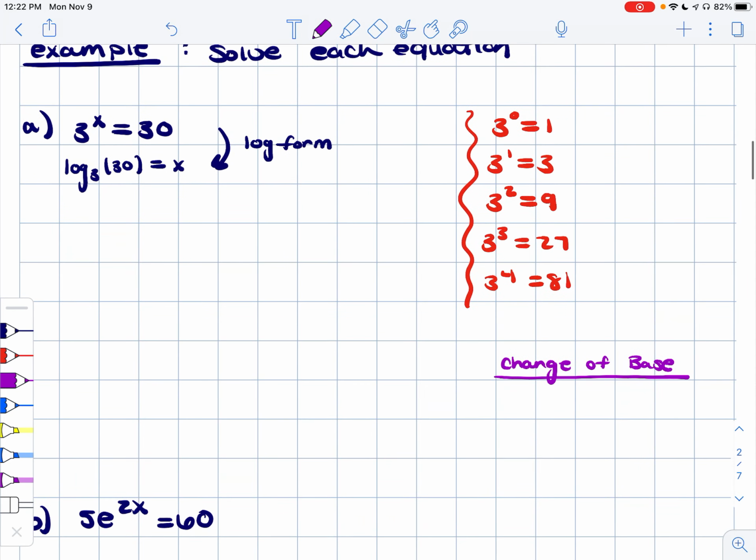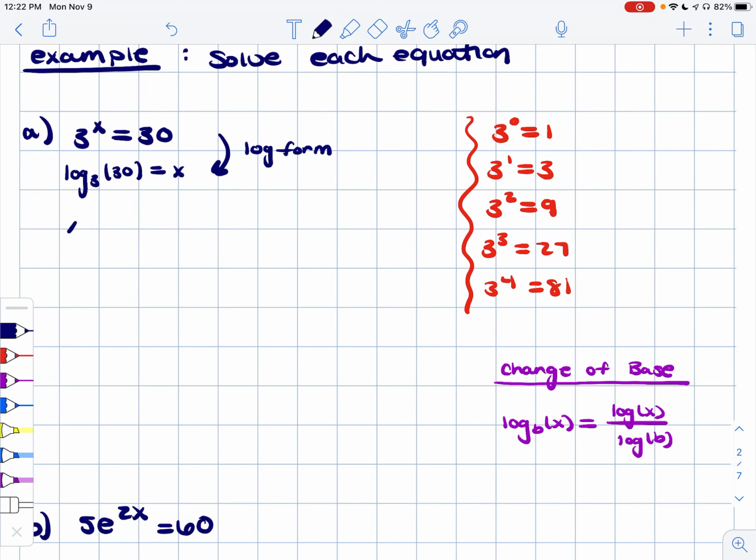So our change of base property, if you recall, told us that the log base b of x is equal to the log of x divided by the log of b. You could equivalently use natural log here if you prefer, but it doesn't matter as long as you have the same log on the top and bottom. So our log base 3 of 30, we can rewrite as the log of 30 divided by the log of 3 using that change of base property. And then this we can just plug into our calculator.